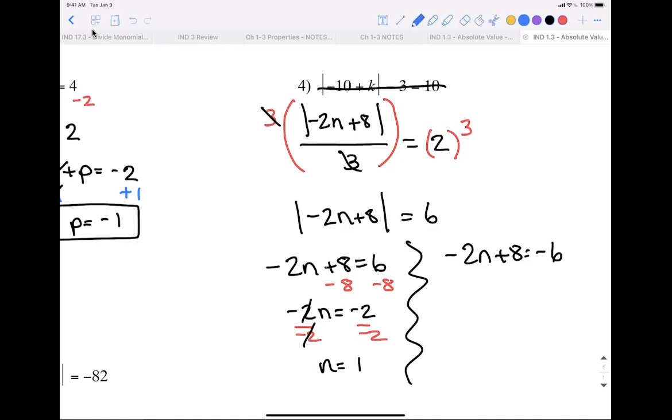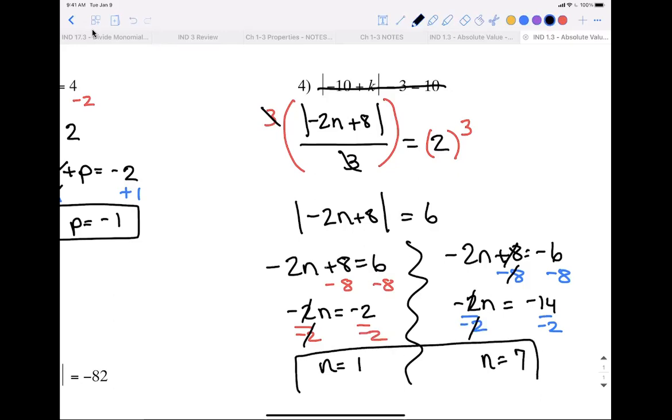On the other side, we're going to work it again. We're going to subtract 8 and subtract 8. And that gives me -2n. That's gone now. And then -6 and -8 is -14. And then we're going to, again, divide by -2 on both sides, leaving us n equals -14 divided by -2 is +7. So there's your two answers for this one.